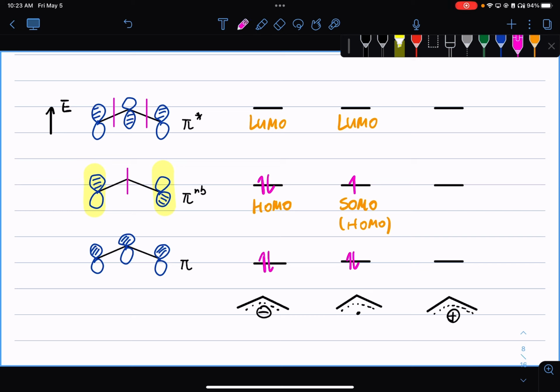And for the carbocation, now we have 1 less electron comparing to the neutral molecule. So what we have is only the bottom 2 go to our pi 1 MO. So my HOMO becomes my lower one, and my LUMO is the middle one. And if you're interested, sometimes people also care about LUMO plus 1, and this one is HOMO minus 1. But that's just additional. You don't need to know that.